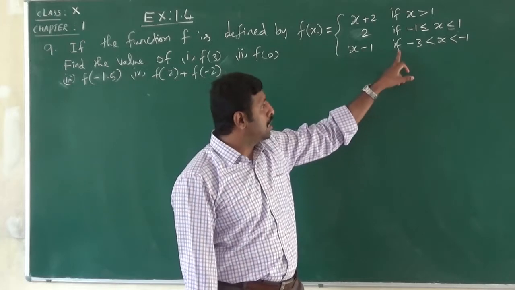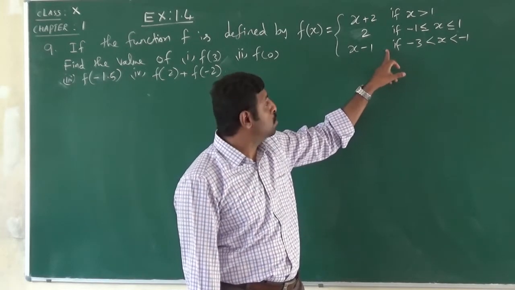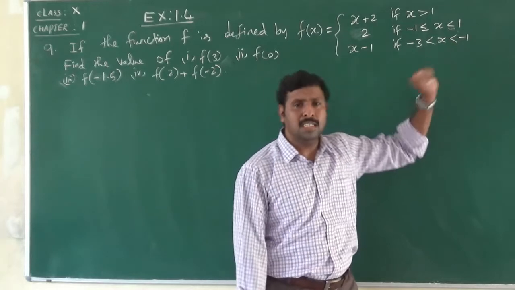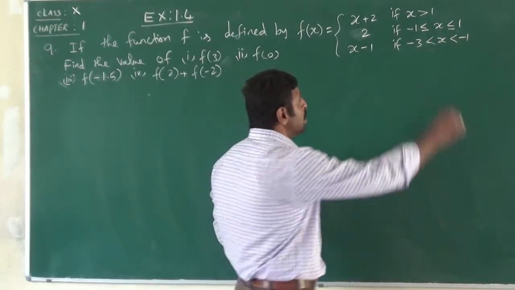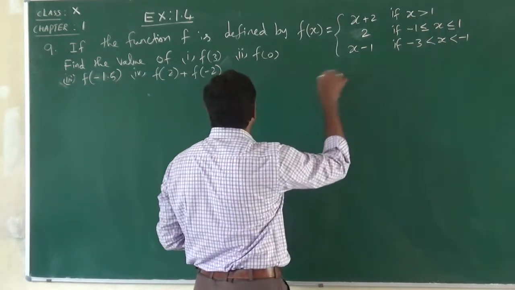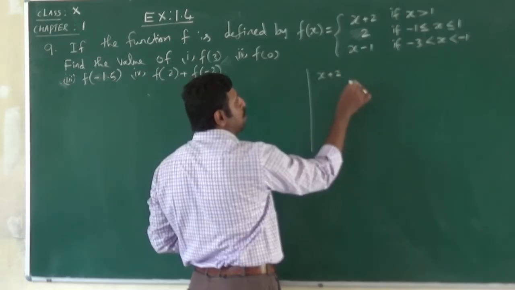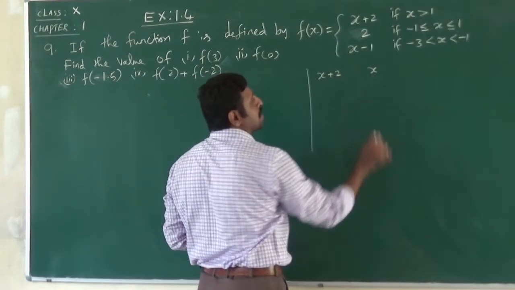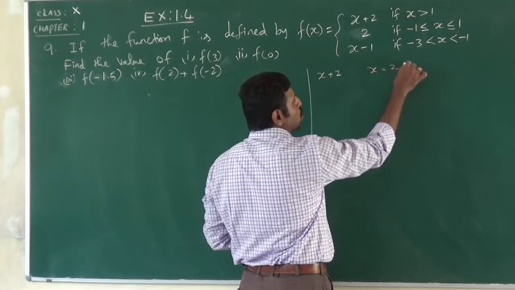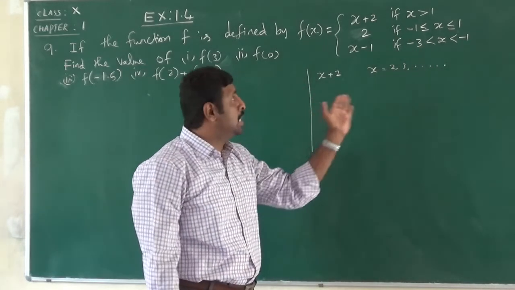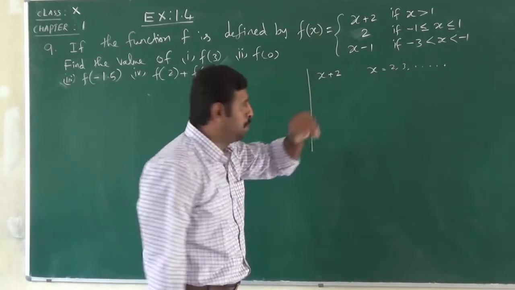Here x minus 1, we want to use the function x minus 1 if x is greater than minus 3 and less than minus 1. See, for this function, I write it here. You want to use x plus 2 when x is greater than 1. X is equal to 2, 3 and then it goes on, the values greater than 1.